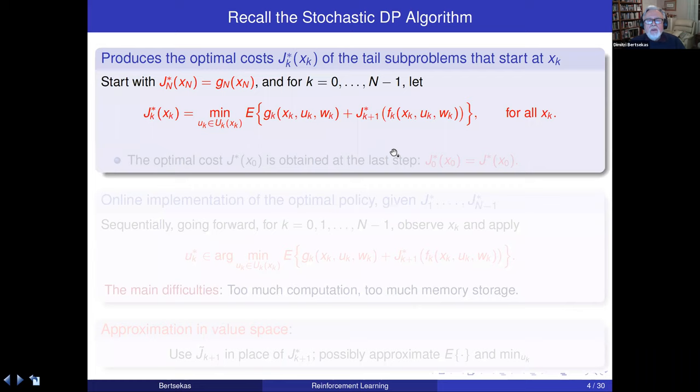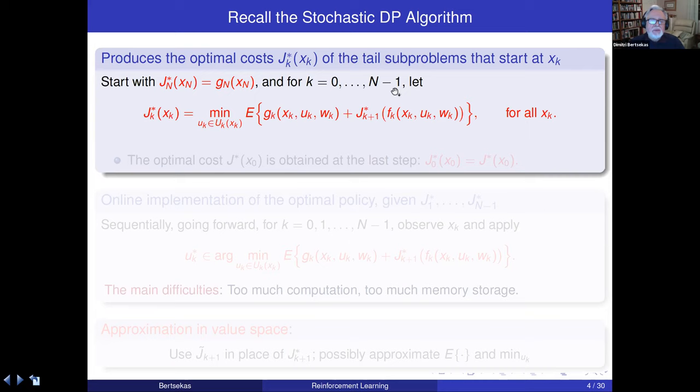So in the way of review, let's remember the stochastic dynamic programming algorithm, which involves a system that has a state xk, control uk, a random disturbance wk, which has a probability distribution that depends on xk and uk. And we have a system equation and a cost per stage. And the dynamic programming algorithm produces these J stars, the optimal cost to go functions of the tail subproblems that start at a state xk and go optimally all the way to the end of the horizon. And here we're talking about a finite horizon problem with n stages.